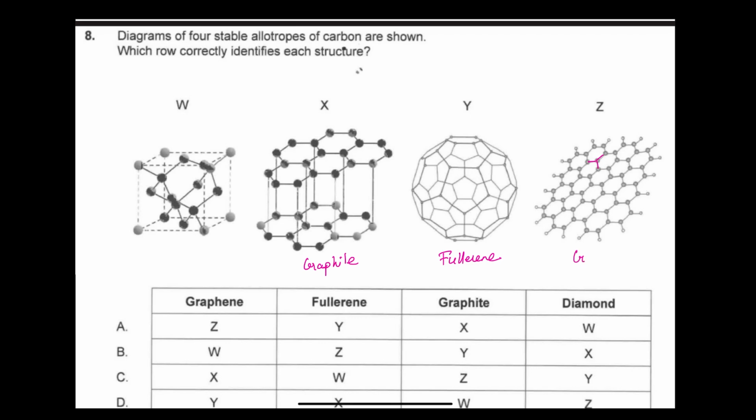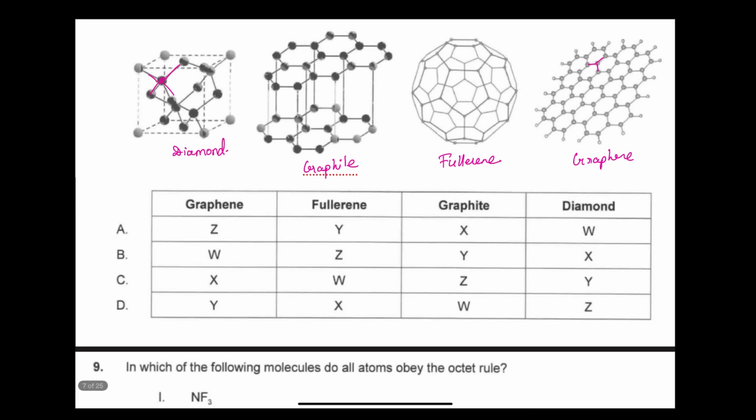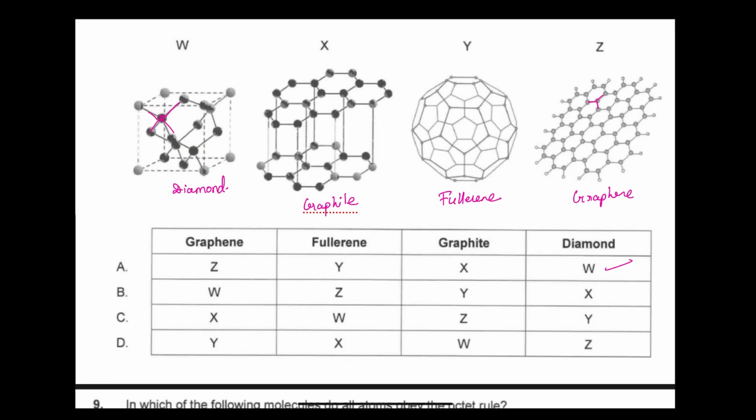So this is graphene. And the last one, W, it's a 3D structure, and each carbon makes four bonds. So this is diamond. Diamond will be W, graphite will be X, fullerene will be Y, graphene will be Z. Answer is option A.